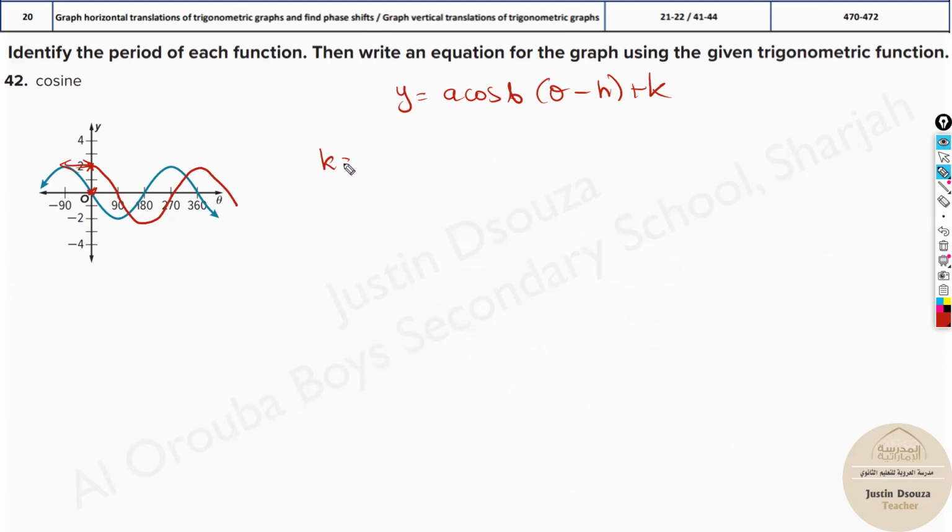So midline k is equal to 0. Why? Because it starts from the origin. You can just write it is through the origin, right? The graph. So there is no midline. I mean, it's 0. There is no plus.